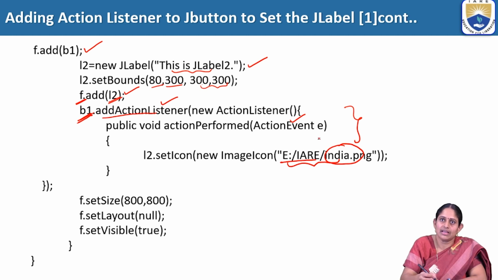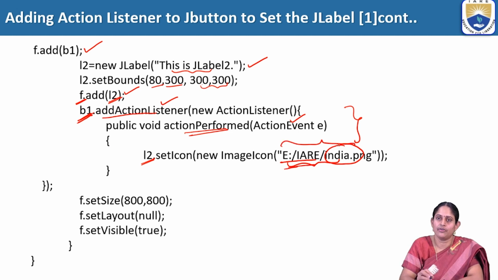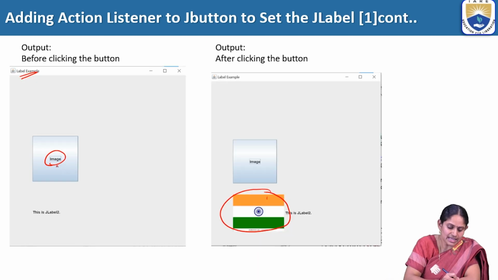So for that event, this is the action to be performed. The action to be performed is we have to set the label's icon. We have to set the label as an icon which is specified by this URL, which is for an image of India's flag. So that image will be placed on the label. So when I click this button, on this label we are placing this image of the flag.